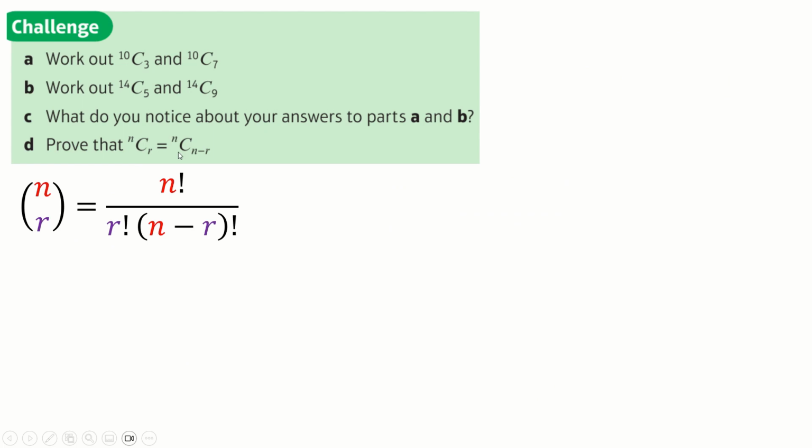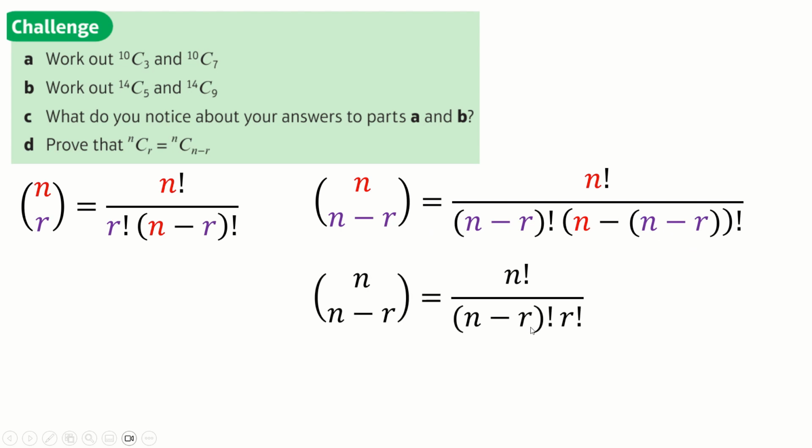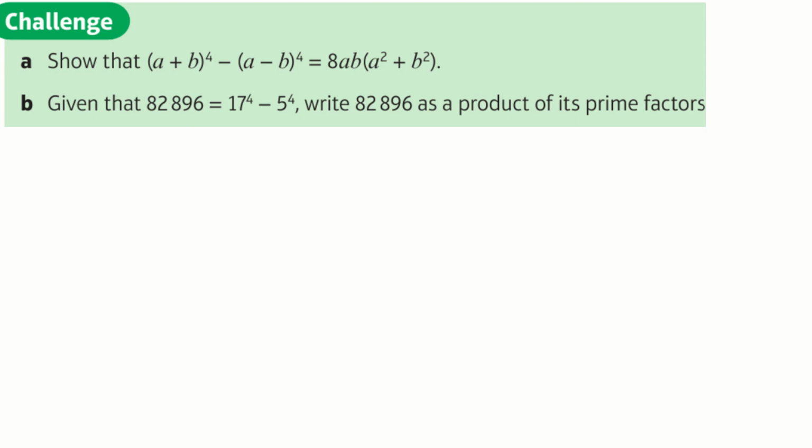Prove that this equals that. Well, okay, well, by definition, this is that. And this one, you just replace this first bit with an n minus r, and the second bit with n minus r. But n minus n is nothing, and then minus r is plus r, and you end up with this, which is equal to that. And so therefore the two things are equal. I don't think that was really worth a challenge question.